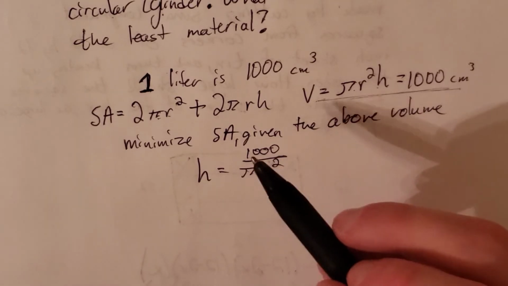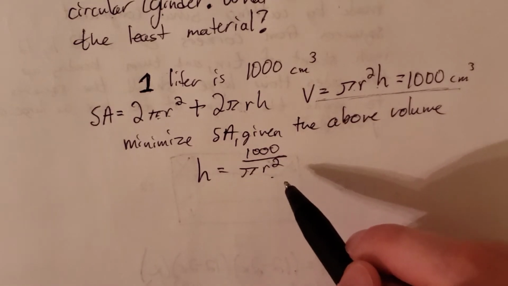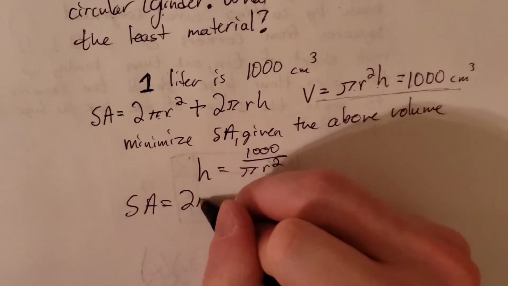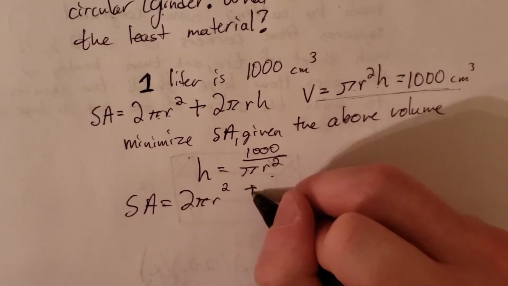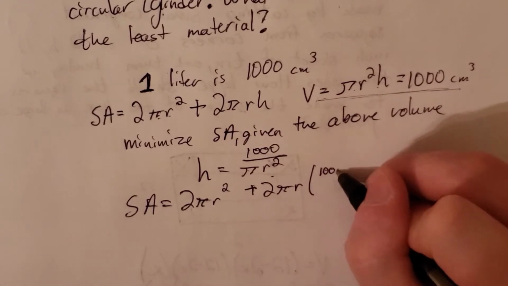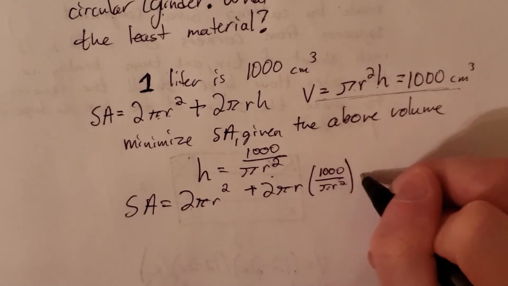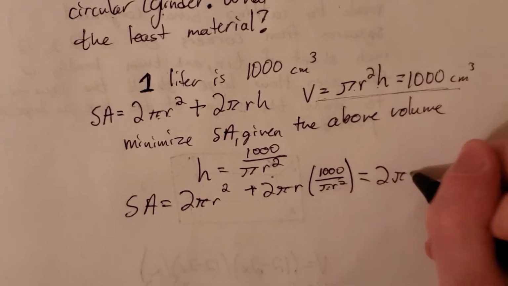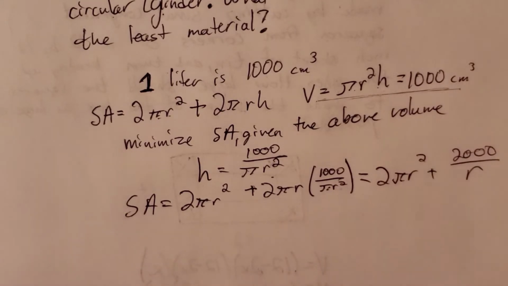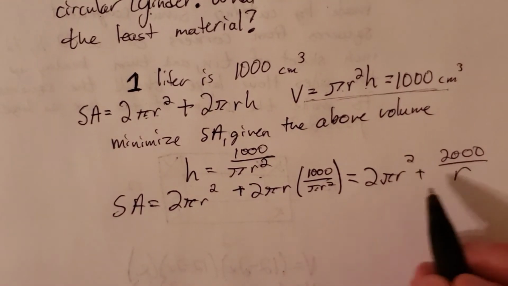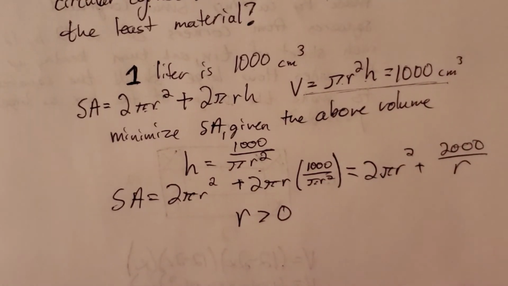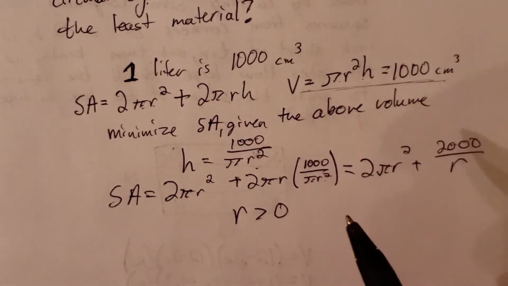And now we have h in terms of r, and we can use that to replace on our other function so that we only have a function of 1 variable. This is now 2 pi r squared plus 2 pi r times h, but that is 1,000 over pi r squared. This all reduces to 2 pi r squared plus 2,000 over r. And so here's our surface area function. And of course, r will need to be greater than 0. It's the only thing that makes sense for this kind of a problem here.